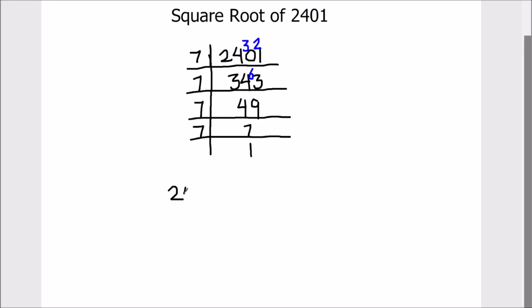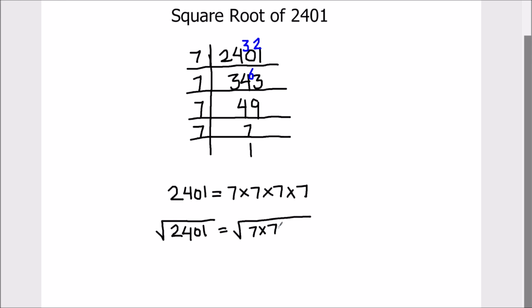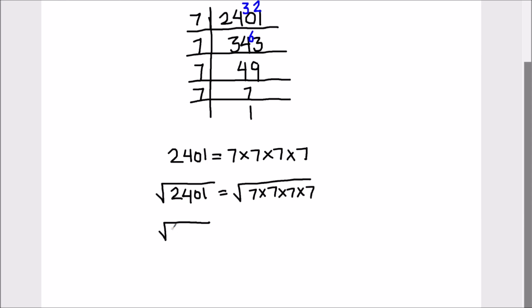For finding the square root of 2401, we are going to write it as the product of its factors. That is 7 times 7 times 7 times 7. And as we are finding the square root, we are going to take the square root on both sides. So this is going to be square root of 2401 equals square root of 7 times 7 times 7 times 7. Or we can write it as square root of 2401 equals square root of 7 square times 7 square. We are writing it in terms of exponent.